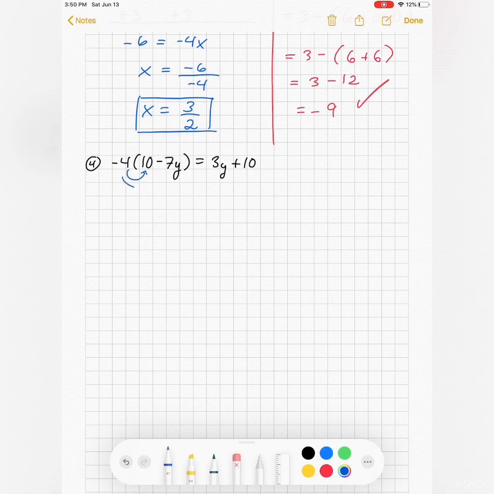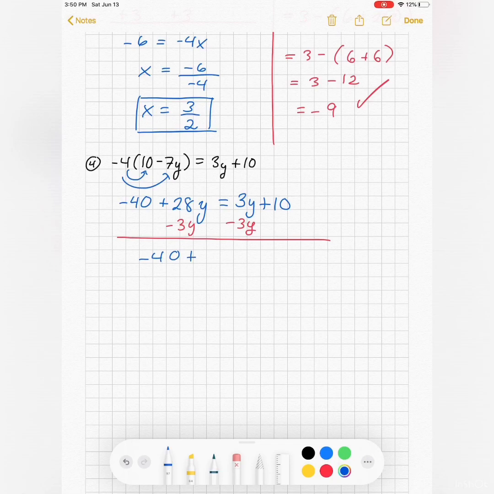Let's see, I would distribute the negative 4. Negative 40 plus 28y equals 3y plus 10. Okay, then I gotta get the y's together, so I think maybe I'd subtract the 3y. Add the 40. And so y equals 2.